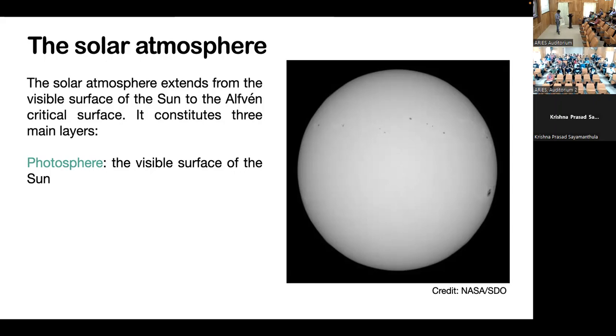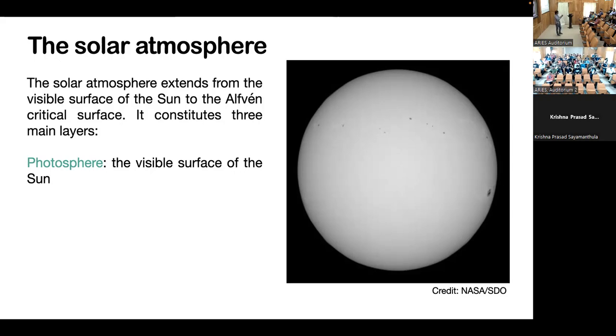I don't know if you have seen some of the news in the recent past about the Parker Solar Probe. Most of the news say the Parker Solar Probe has touched the sun, right? It went very close to the sun, to its proximity. What they mean is that the Parker Solar Probe entered the solar atmosphere, this alpha critical surface. It entered several times and came back.